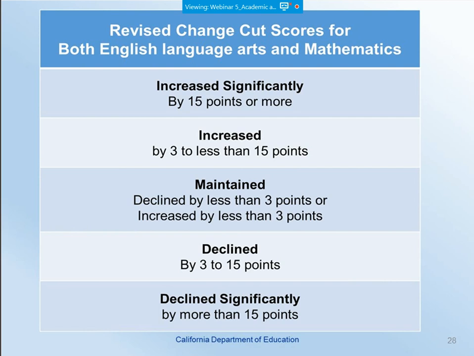So here are the new cut scores that the state board adopted, and notice that they are very symmetrical. If you look at the very top and very bottom, increase significantly and decline significantly, we have by more than 15 points. Increased and declined, 3 to less than 15. In the middle, the maintained, you have a nice even distribution, going from declining by less than 3 points to increasing by less than 3 points. So they're much more symmetrical.